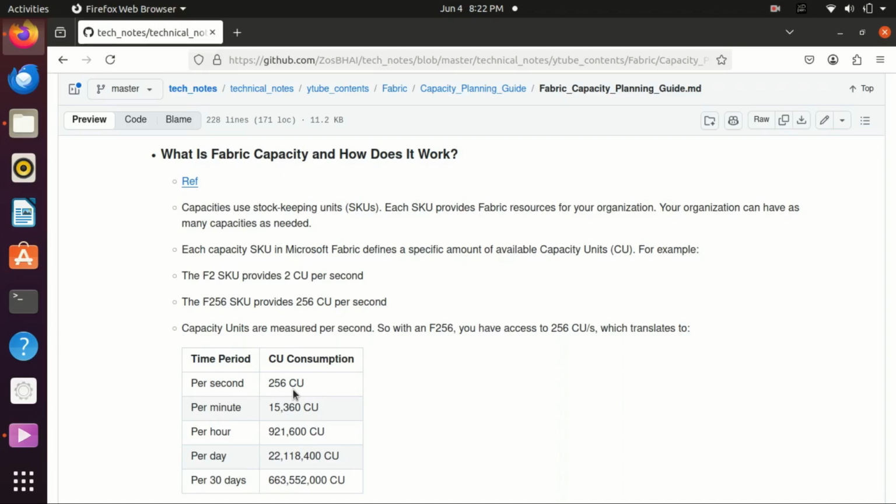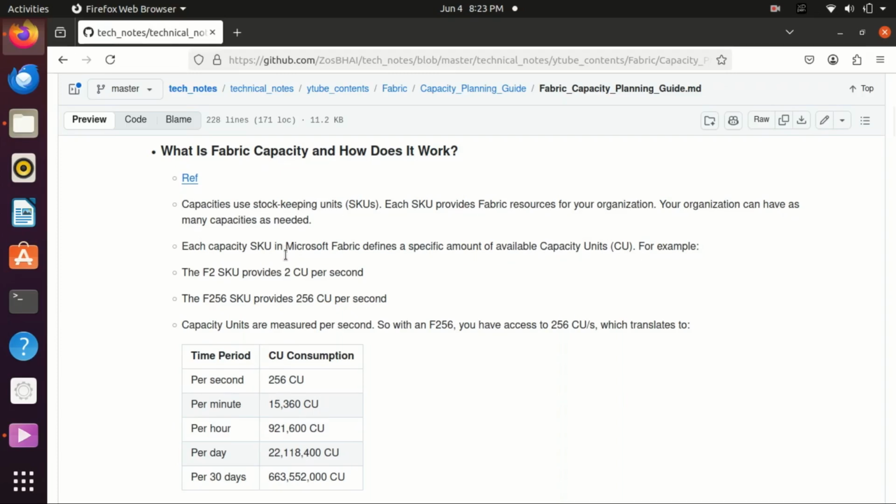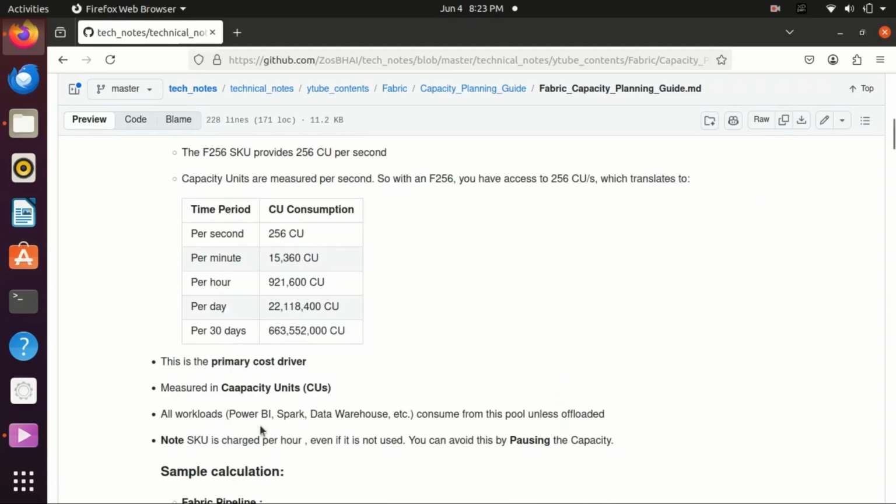Looking at the pricing aspect, F SKUs are billed on an hourly basis. This means the charges apply as long as the capacity is provisioned, regardless of whether you are actively using it or not. So one way to avoid this is, after the usage, if there is no spike in the usage, you can pause the capacity, so that you will never be billed for the idle hours.